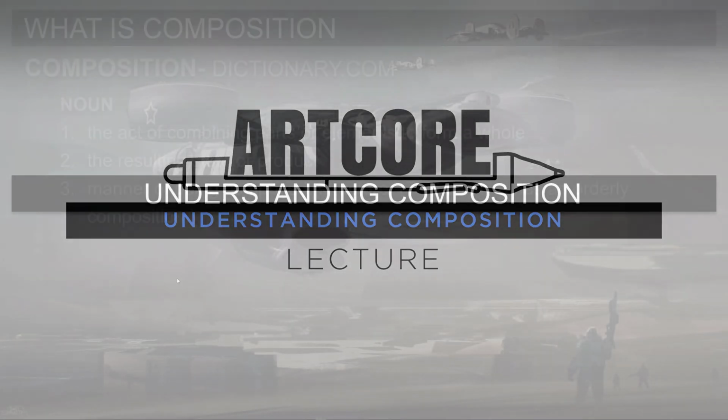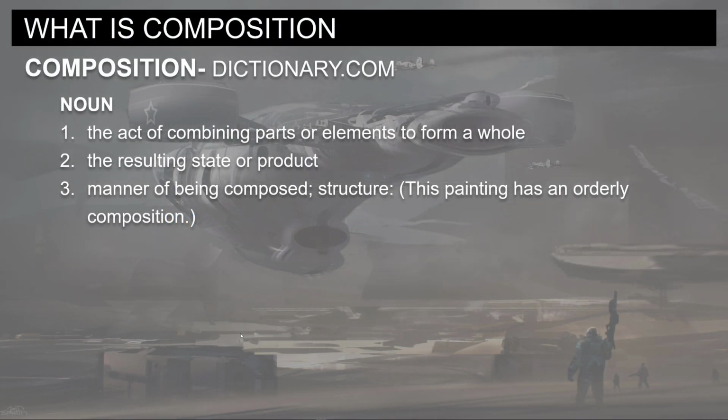Understanding composition. So let's start with the dictionary.com definition of what composition is. It talks about the act of combining parts or elements to form a whole, the resulting state or product, manner of being composed, structure. This painting has an orderly composition. So I definitely think about the different elements that are going to be on the page and how those are put together, and that forms your final image. So I probably gravitate more towards the top definition of this as we get into this more.